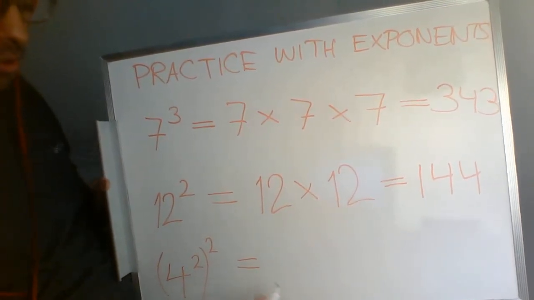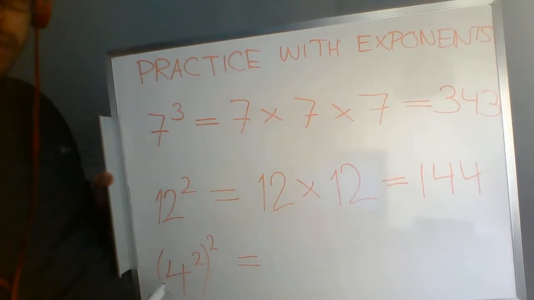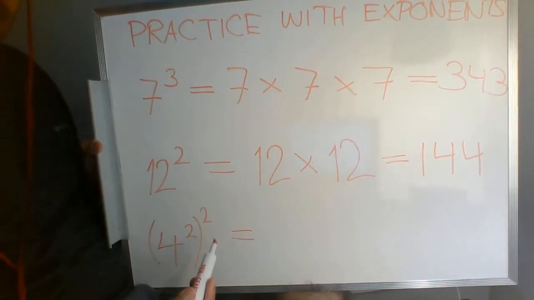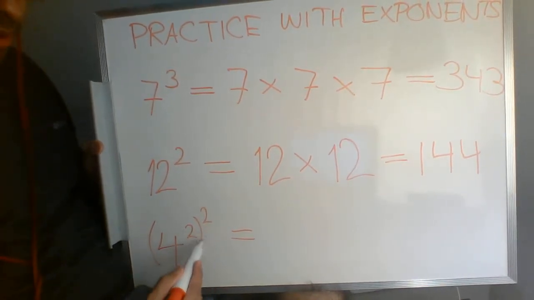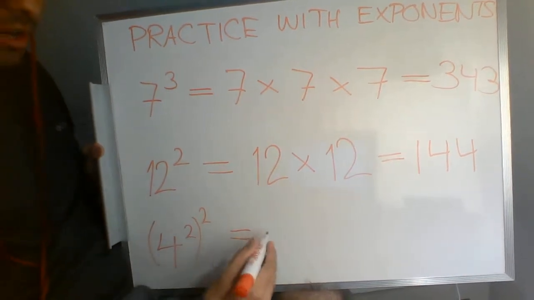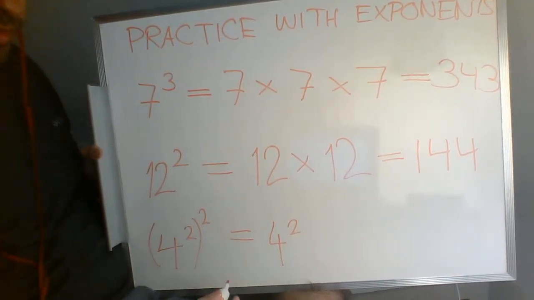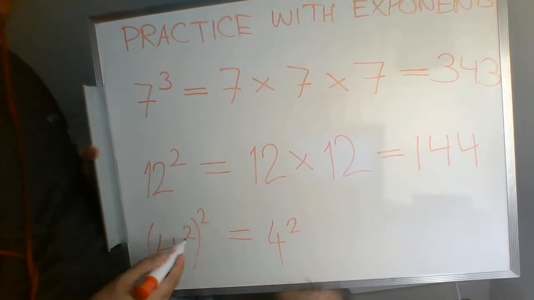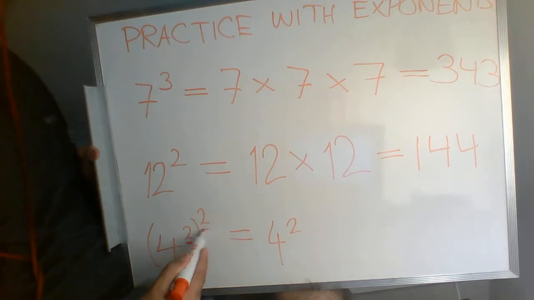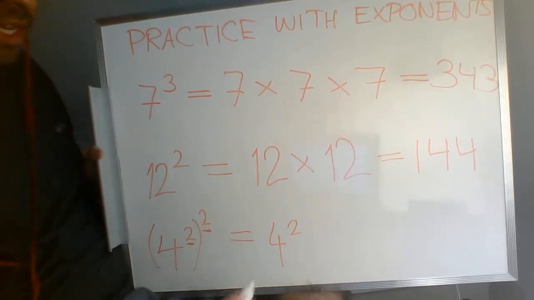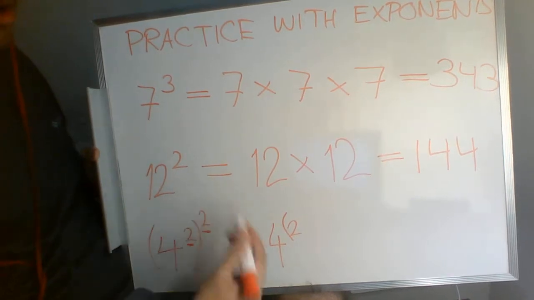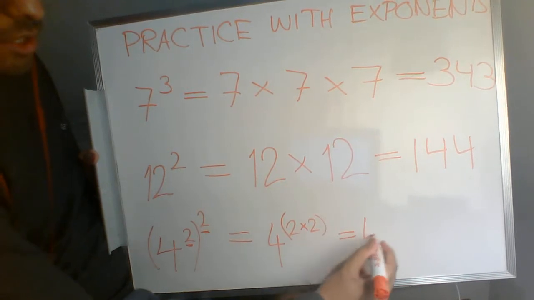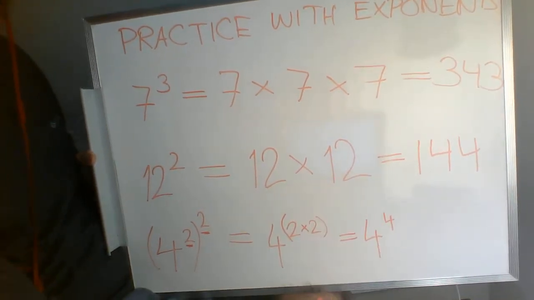Now if you remember from our exponent rules, if you've got a power, so something with a base and an exponent, and then you raise that whole thing to another exponent, then you can just take those 2 exponents and multiply them together. So our power here is that 4 squared, and that whole thing is raised to the exponent 2. So we can just take this 2 and that 2 out there, and multiply them together. So instead of 4 squared squared, it's going to be 4 to the exponent 2 times 2, which is going to be 4 to the exponent 4.